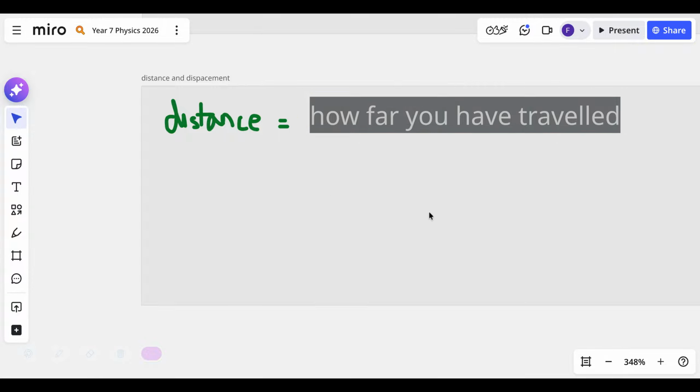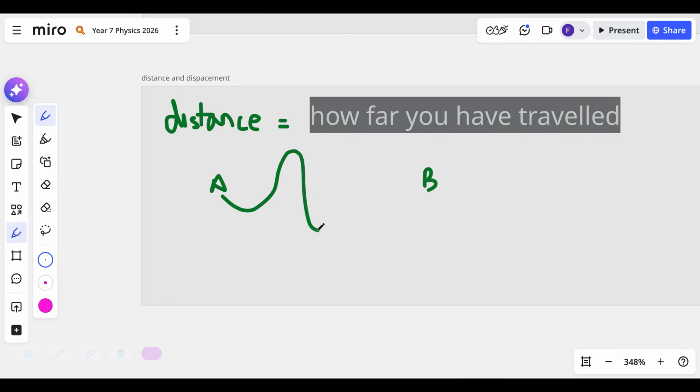Now, this gets a little bit strange, and I'll give you an example. If I'm at point A and I'm going to point B, I can take a winding path, and I might have travelled 1,000 meters. This is my distance.